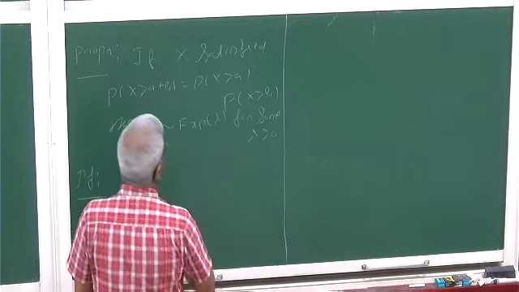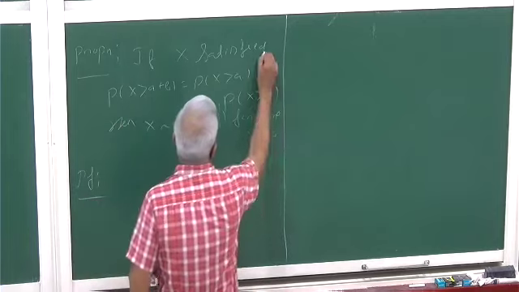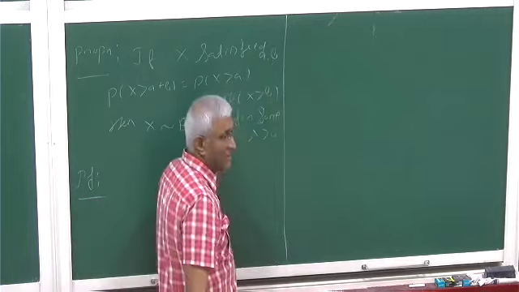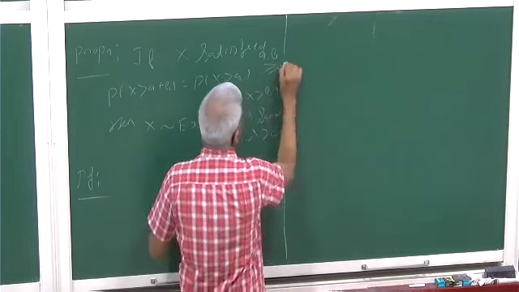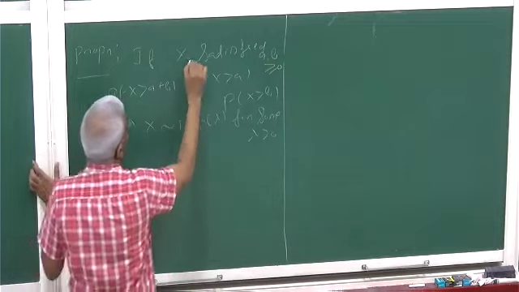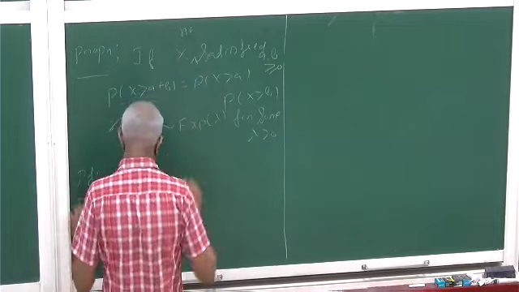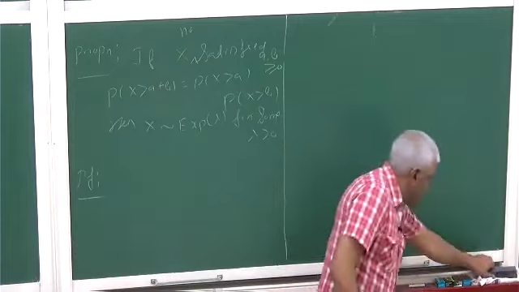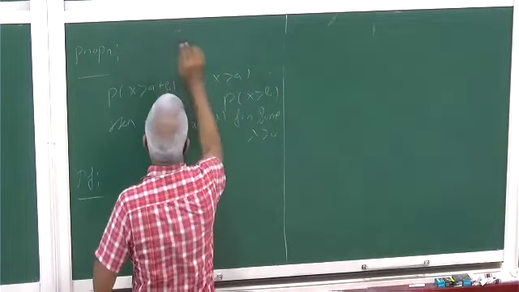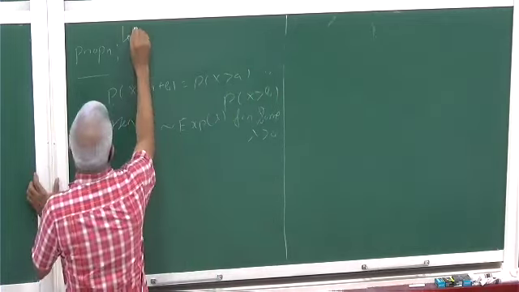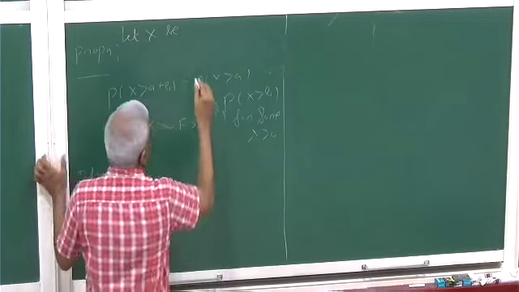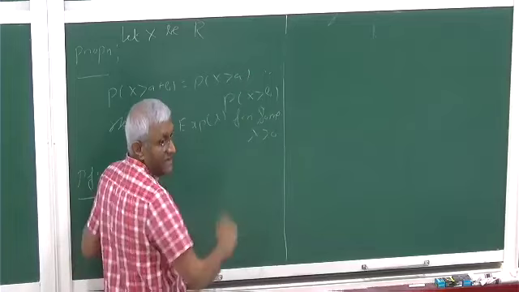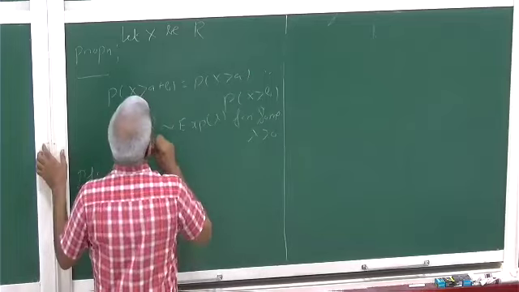This is for all a, b. You don't need to assume X is continuous, because when this holds for all a, b, the continuity will follow. Sorry, I forgot to say, we need to have one more condition.